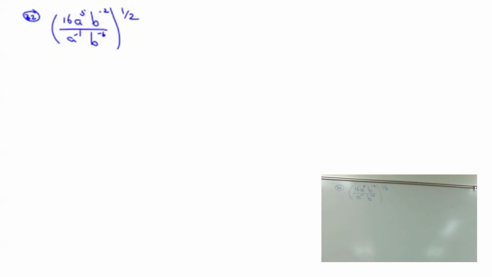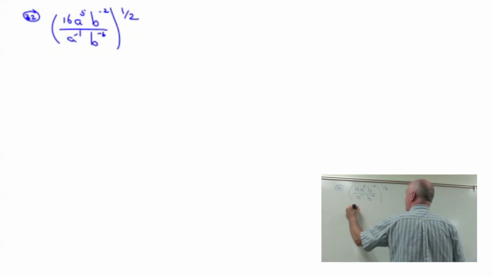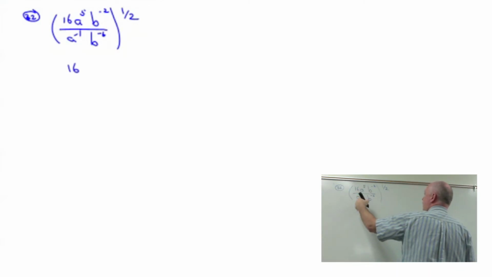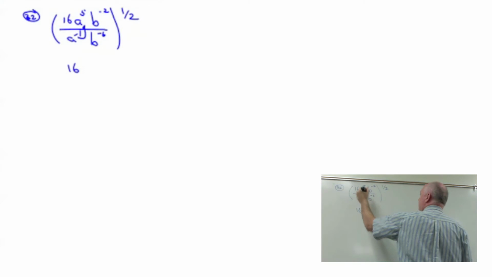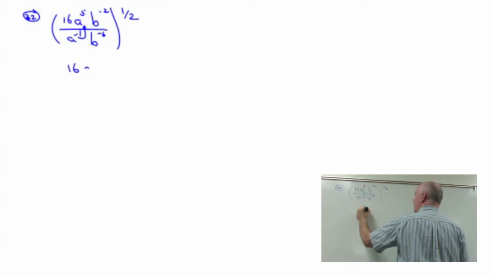So what should I do first? Simplify the inside as much as possible. Can I do anything with a 16? No. Can I do anything with the a to the 5th over a to the negative 1? Yeah, what is it? I would move this one up. It becomes positive a, and then a to the 5th times a is a to the 6th.